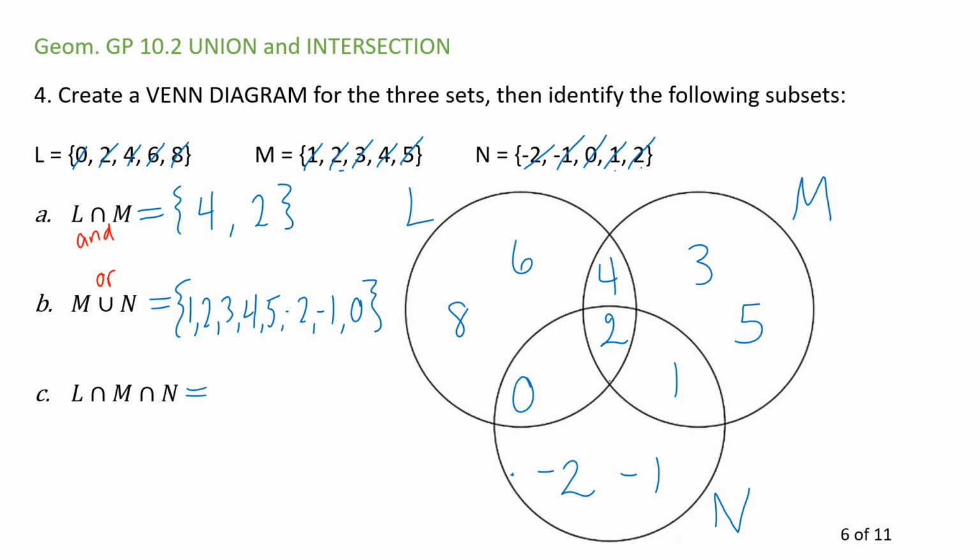Well, this last one I like. I want you if you are in L and M and N. We know there's only that one number that's in all three of those. That's Venn diagrams, and that's that.